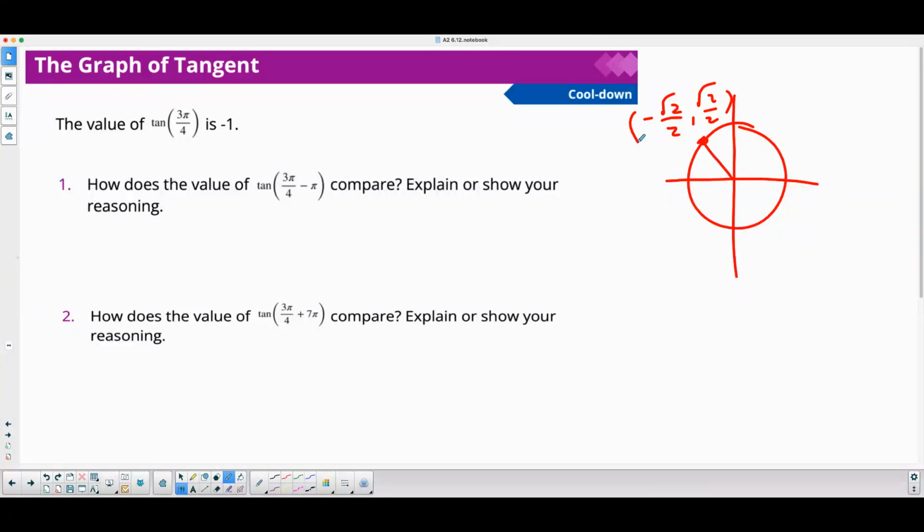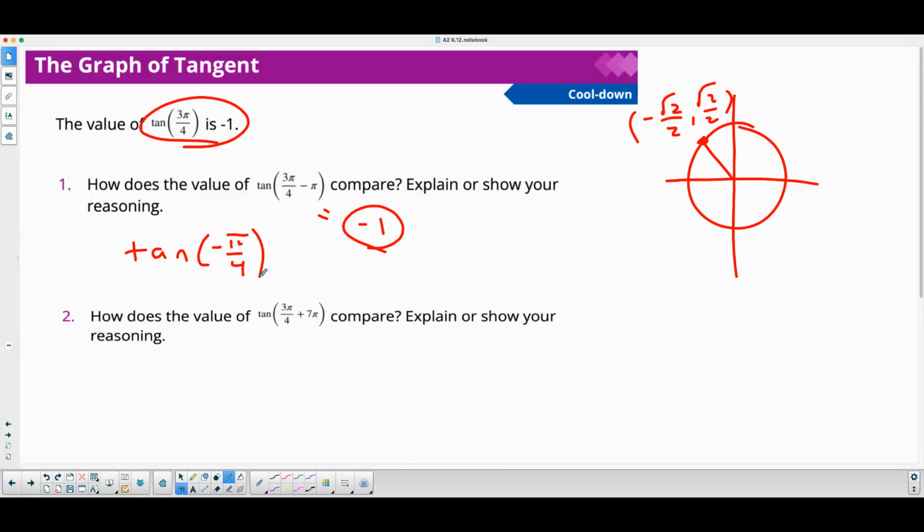So what we learned today is it repeats every pi radians. So if I subtract pi, or subtract 2 pi, or add 2 pi, it's going to be the same value. So what we should know today is that this is the same as this, so it's going to equal negative 1. Okay. Now, if you don't believe me, 3 pi over 4 minus pi is negative pi over 4.